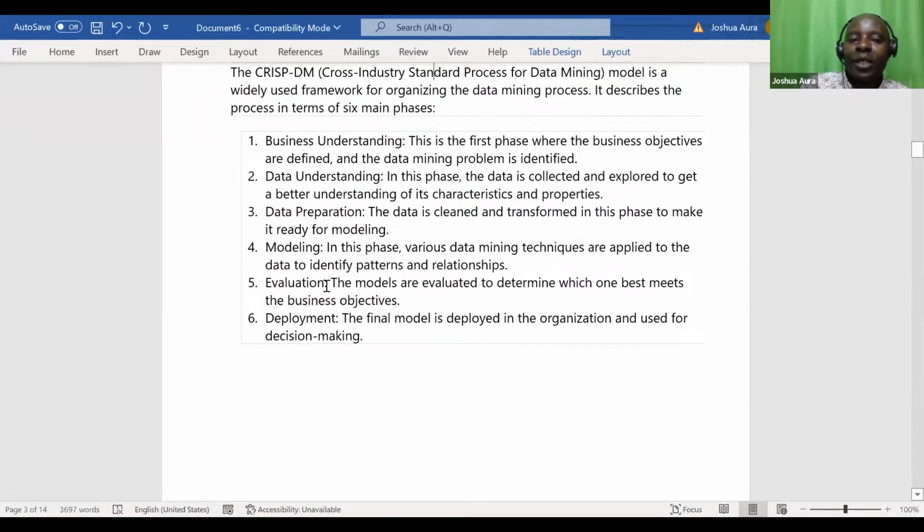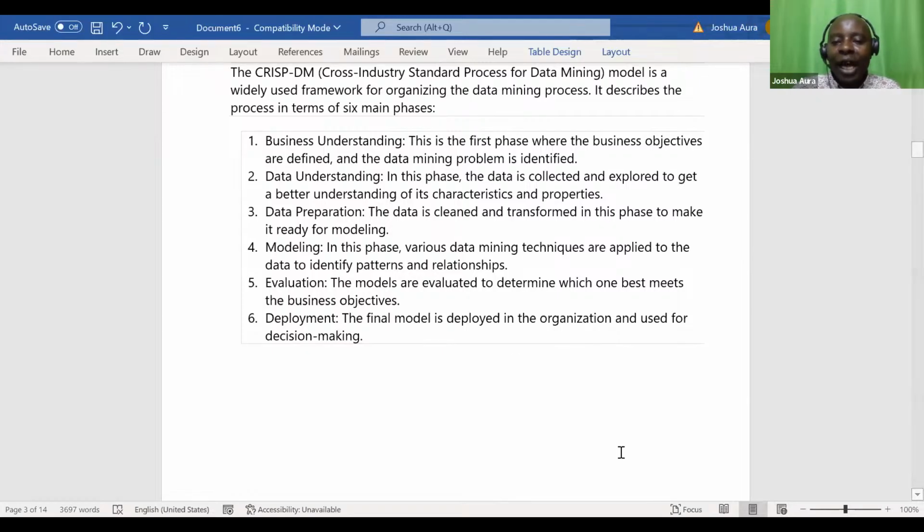Of course, at the end of the day, ladies and gentlemen, you may come up with various models here. It could be a simple regression model. It could be a multiple regression model. At the end of the day, they should be evaluated for you to see between the two, which one is able to give us better predictions. So there must be evaluation of the models that have been developed. And then, of course, the moment you discover which one you would want to make use of, then you have to deploy. Deployment: the final model is deployed in the organization and used for decision making.